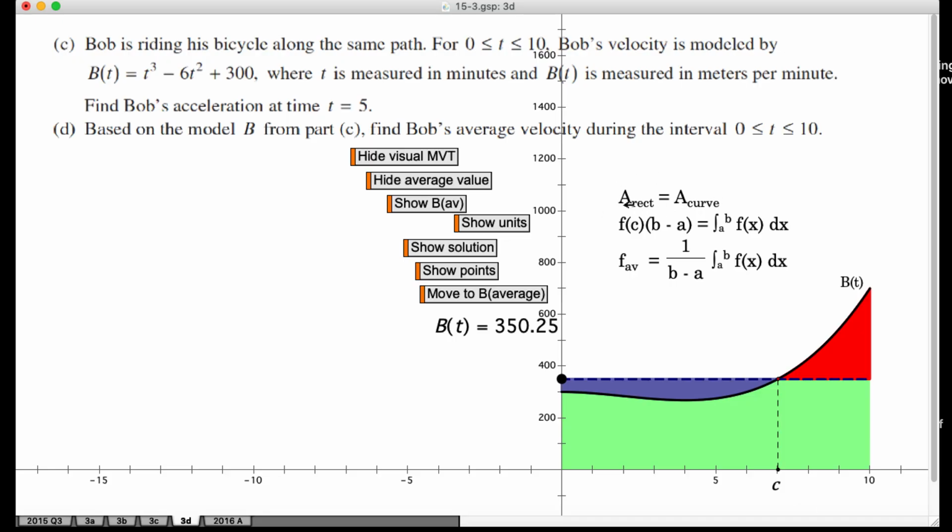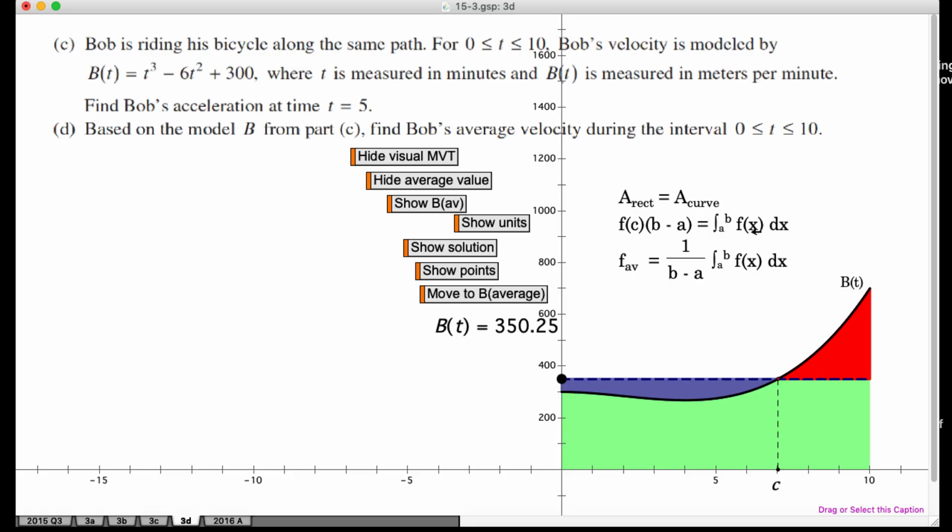So the area of the rectangle is going to be the height of the rectangle, which is wherever the top of the rectangle hits the curve. That's what we call f of c. It hits it at time t equals c. And b minus a is the base of the rectangle. So the base of the rectangle times the height of the rectangle is equal to the definite integral under this function.